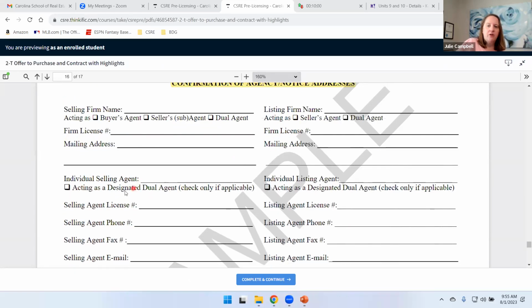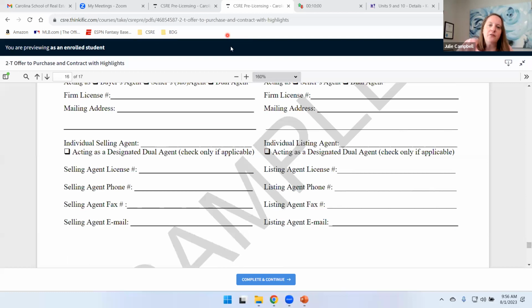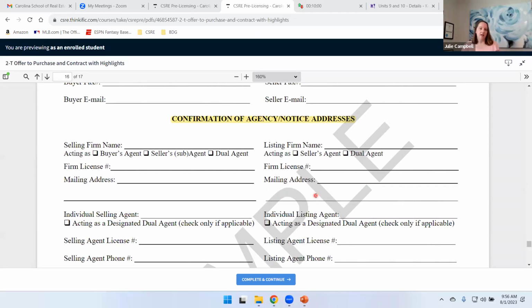Then on the notice page, we go through that same little exercise on the right-hand side for the seller with the listing firm. Again, identifying the firm's role. Is the firm acting as a seller's agent or a dual agent? Firm's license number and address. And then the individual agent, who is that individual agent, and whether or not they're acting as a designated dual agent, we need to put in our license number and contact information. Again, this just notifies all the parties. How do we want to communicate during this transaction?